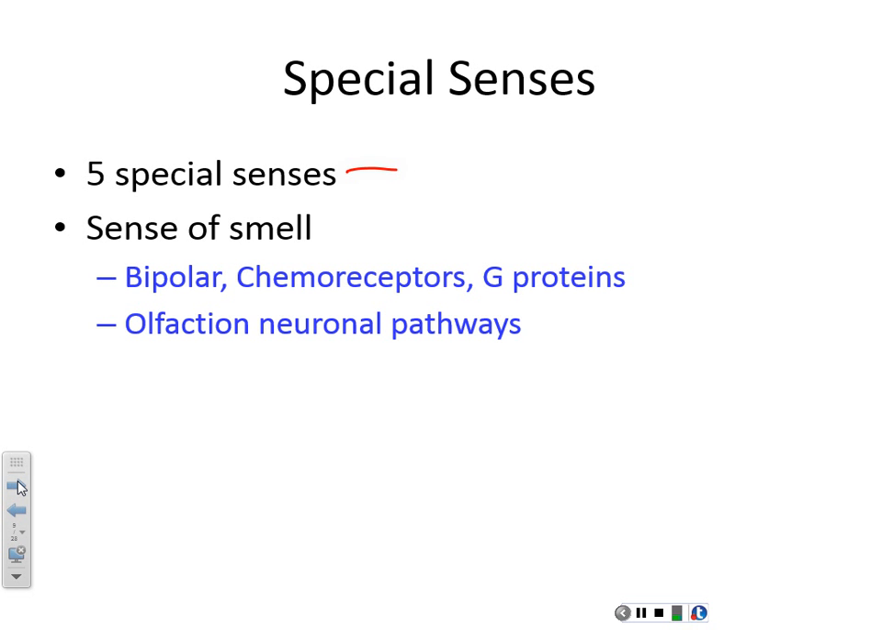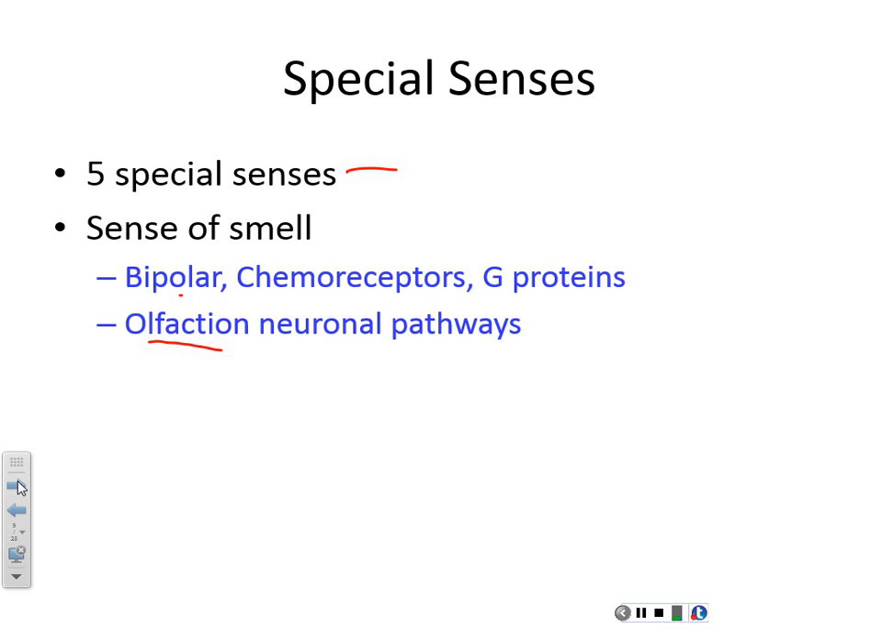And then, of course, it stimulates the G proteins. Once the hair cells on the bipolar neurons are stimulated, they stimulate G proteins. And you know about the G proteins, those alpha subunits. And then olfaction neuronal pathways just go to the medulla, and sense of smell doesn't go to the thalamus. It's the only one that doesn't.